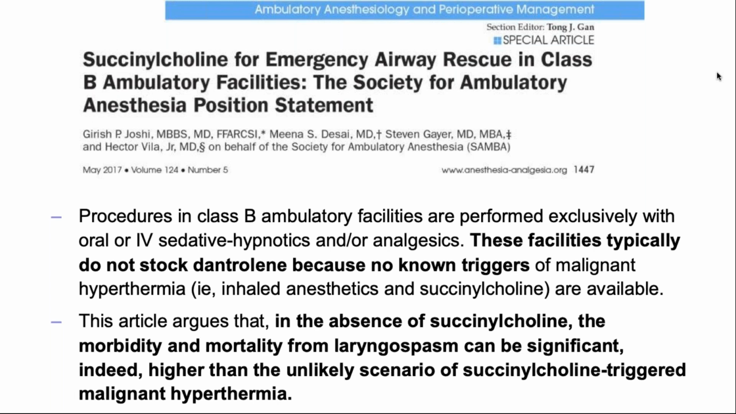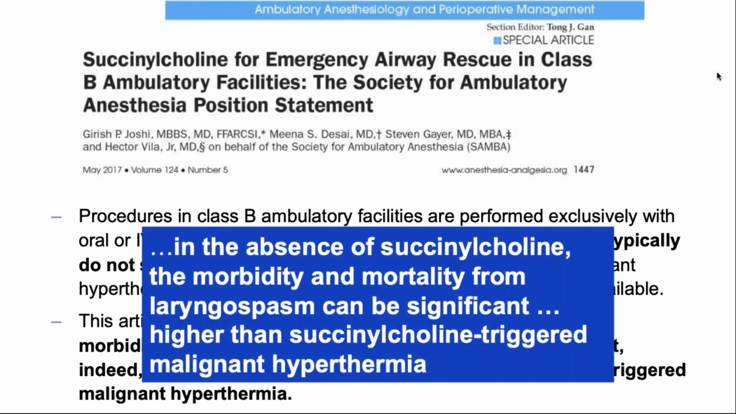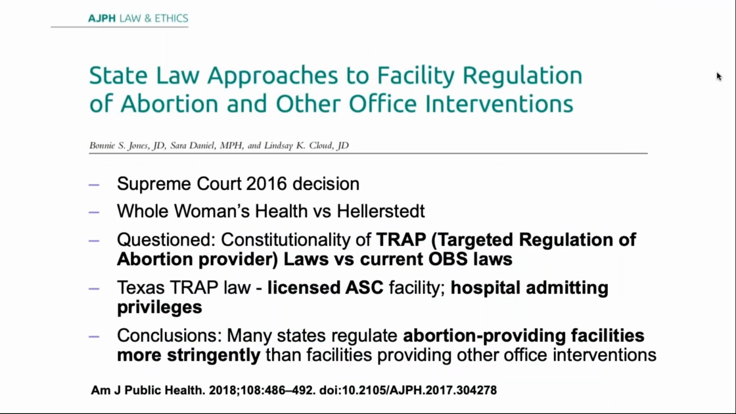The article argues that in the absence of succinylcholine, the morbidity and mortality from laryngospasm can be significant, higher than the unlikely scenario of succinylcholine-triggered malignant hyperthermia. So the take-home message from the SAMBA statement in 2017 is that in the absence of succinylcholine, the morbidity and mortality from laryngospasm can be significant and actually higher than succinylcholine-triggered malignant hyperthermia.